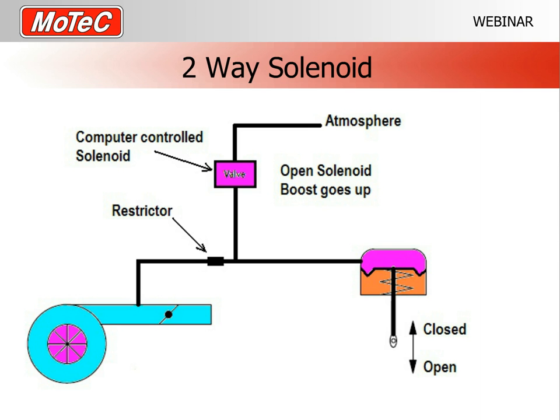So if the valve is on for 50% of the time, on for half the time and off for half the time, that's called a 50% duty cycle, and we'd expect to bleed half the amount of air away that the solenoid is capable of bleeding. So if it can flow 10 cubic feet per minute, at 50% duty cycle we would hope that it would flow something like 5 cubic feet per minute away from the pressure line going to the wastegate.